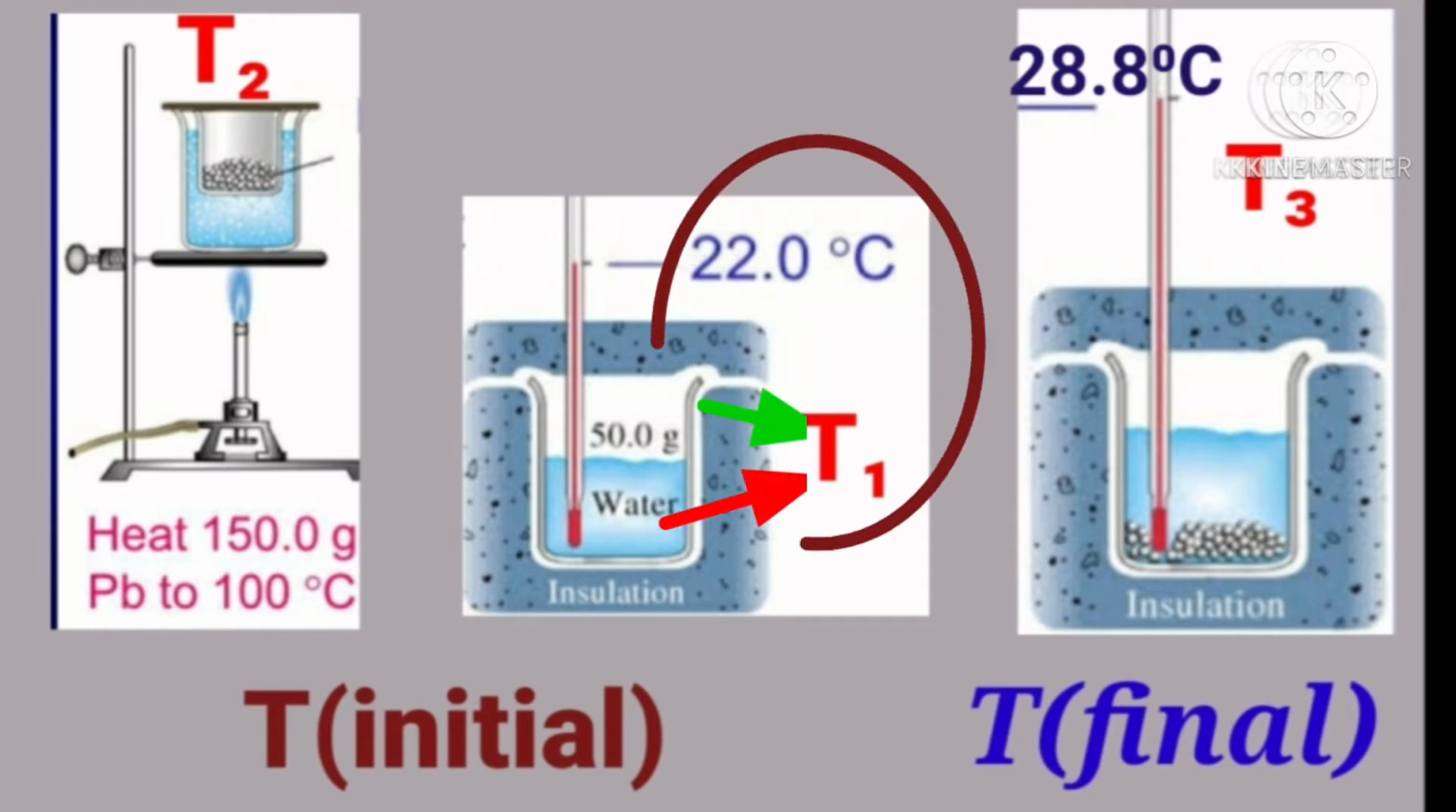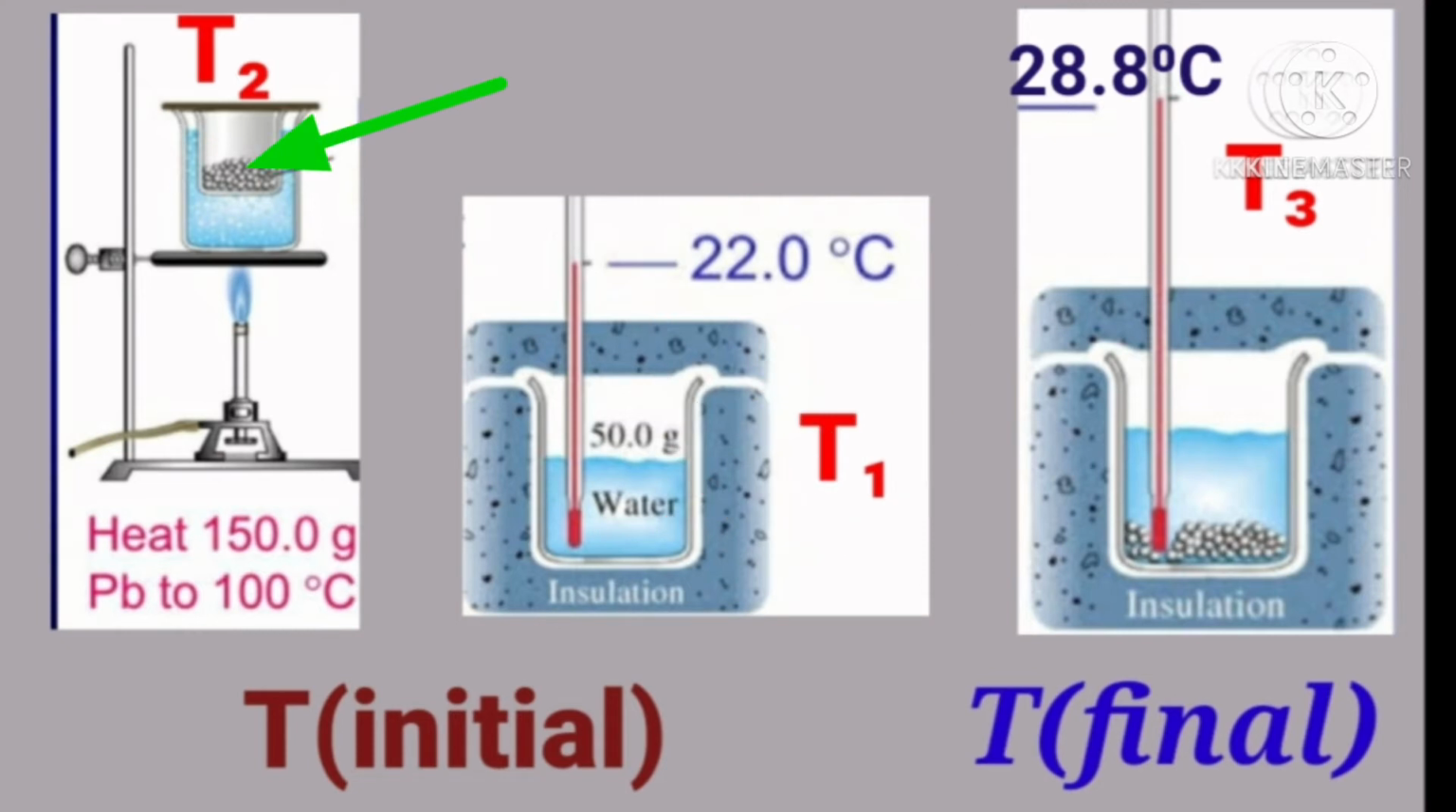Here, T1, 22 degrees Celsius, is the initial temperature of water and calorimeter, also the low temperature. I took lead shots in a beaker. I kept the beaker in water. I heated it. It reached the high temperature of 100 degrees Celsius, that is T2.